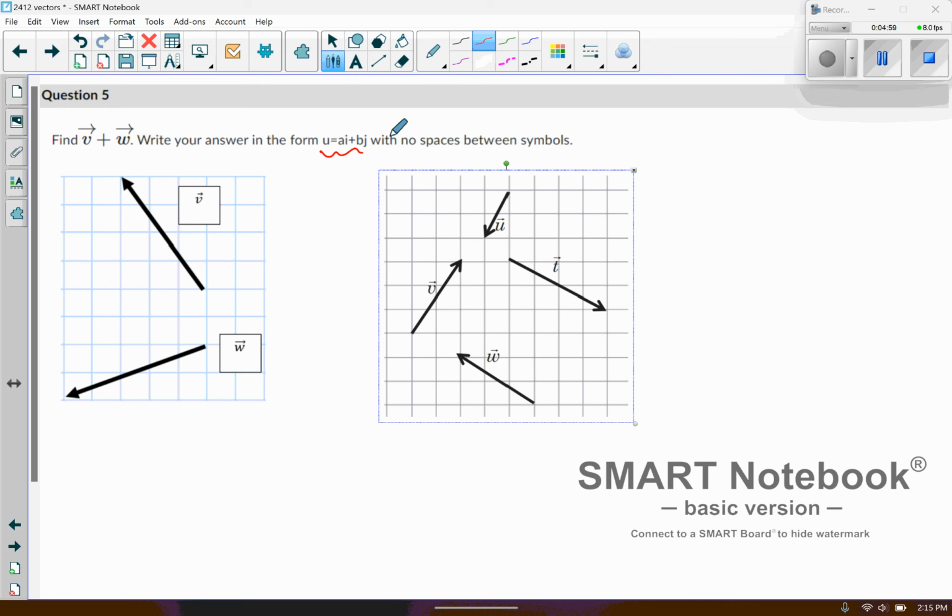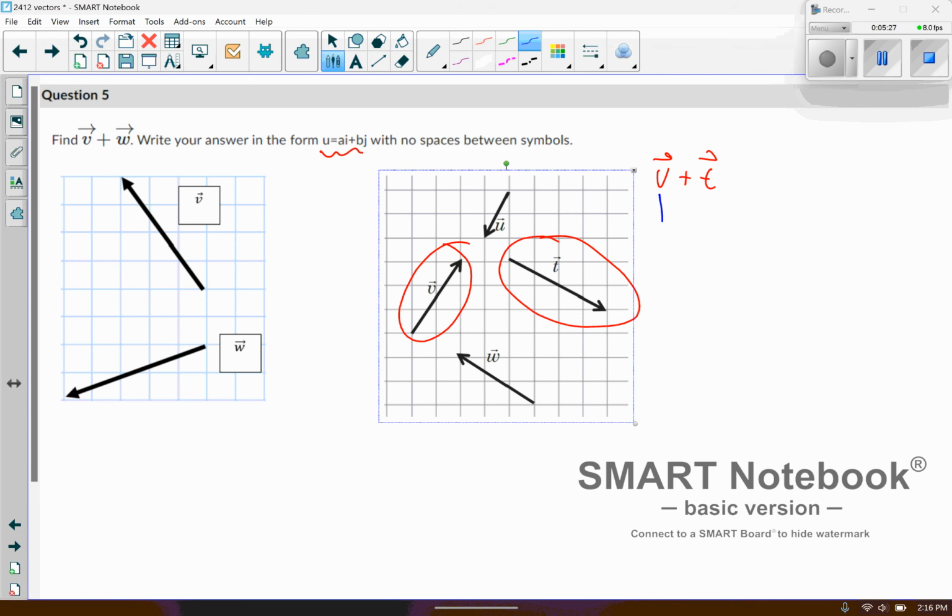Okay, so what I am going to do is pick out two similar vectors to what we're looking at here. I'm going to pick vector v and vector t, and I'm going to add those together just to give you another example. So vector v plus vector t. What you have to do is, I could put it in unit vector form. I guess that might be easiest.